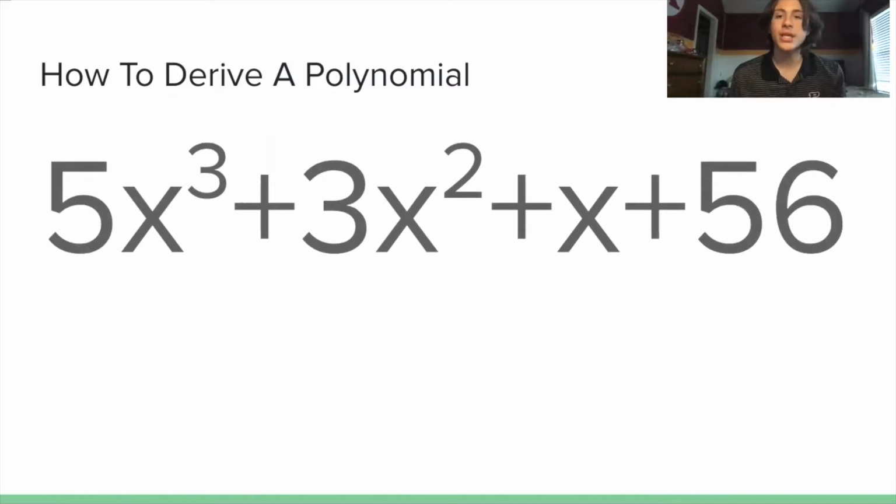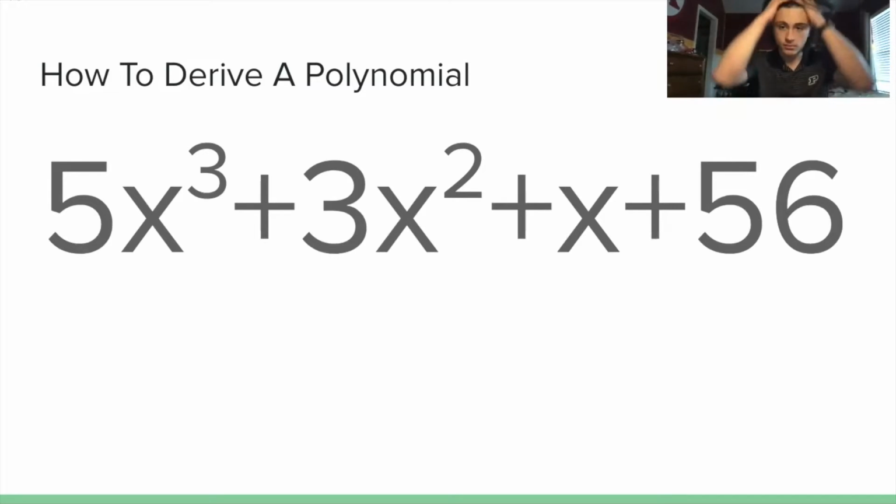It's basically just a term in math, and as Andy Hayes says on brilliant.org, polynomials are an important part of the math language. So it's important to know what a polynomial is, and most of y'all probably already do. So this is a great example of it, 5x to the third plus 3x squared plus x plus 56. Now what we're going to do is we're going to derive this.